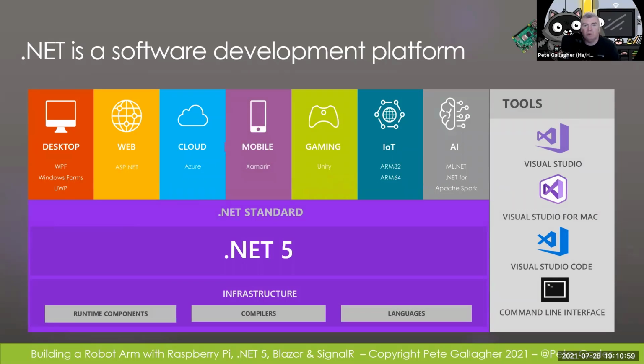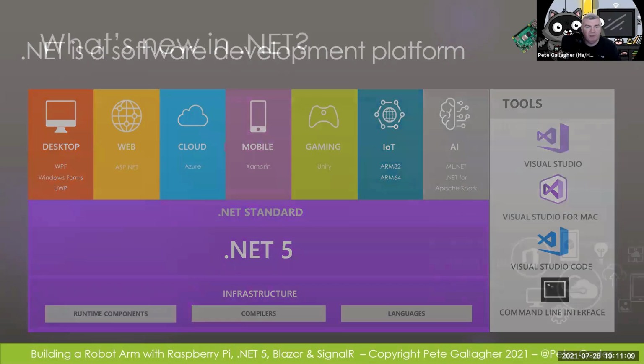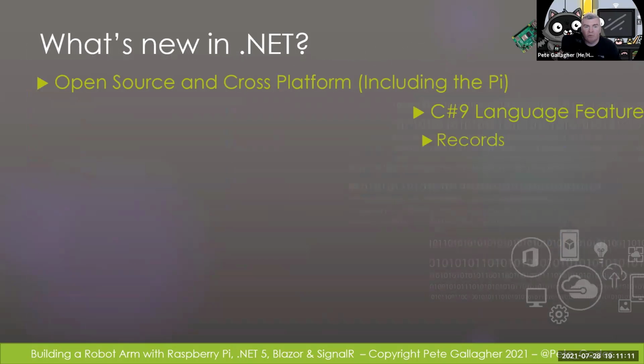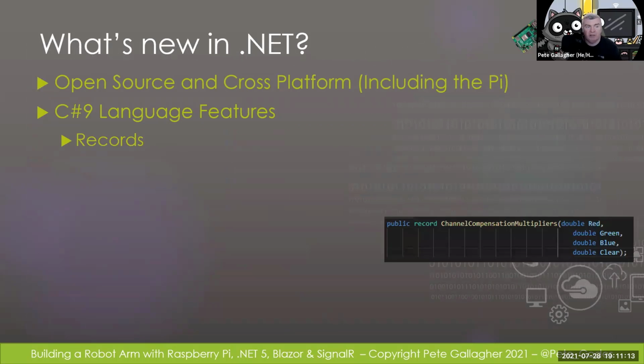So onwards from that, .NET 5 is cross-platform and allows us to be able to program in pretty much any language we like and target any platform we like, all the way from desktop through to AI, and over there on the right-hand side, handily for us, is IoT, which is where we'll be spending most of our time. So yeah, open source and cross-platform, including the Pi, which is nice.